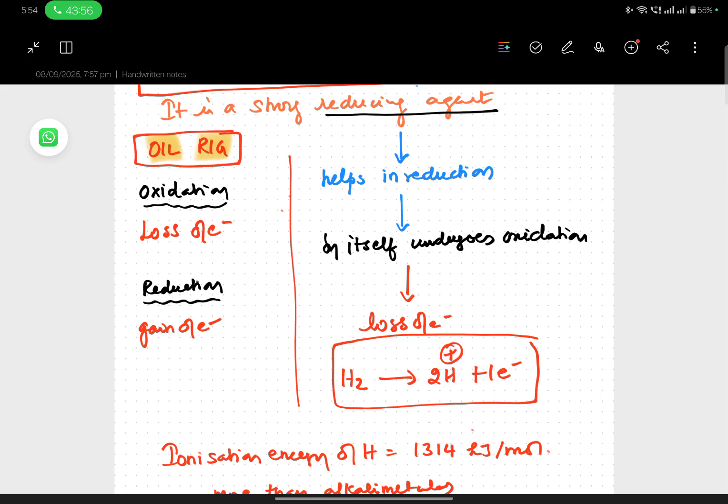A bit faster, the speed is not enough. It is a strong reducing agent. A reducing agent means it helps in reduction. It is the one which undergoes oxidation. So by itself it undergoes oxidation. Read properly. A reducing agent by itself undergoes oxidation. Oxidation, loss of electrons. Okay.